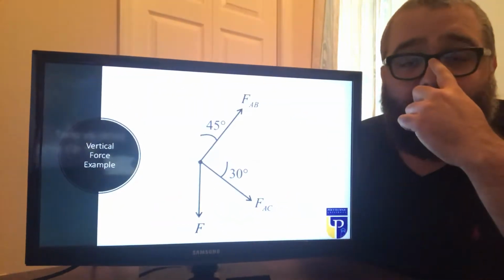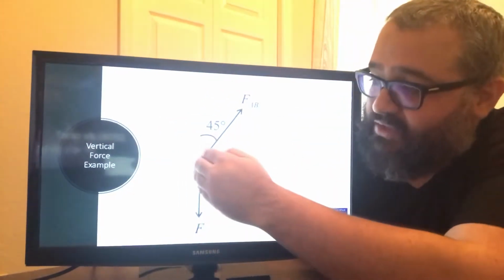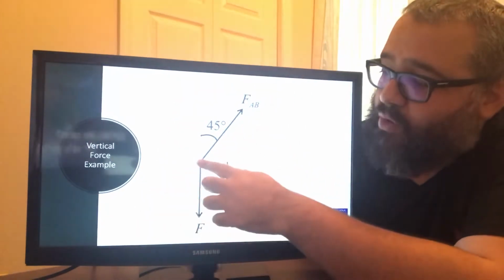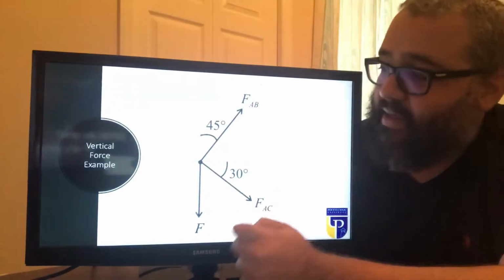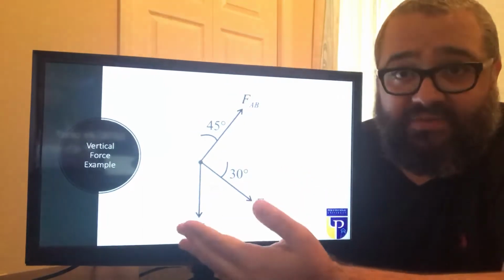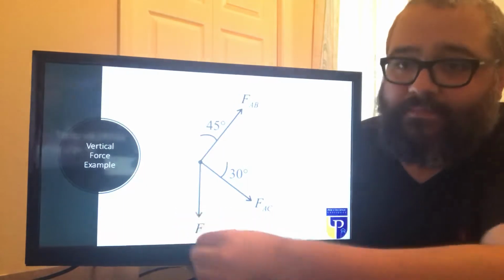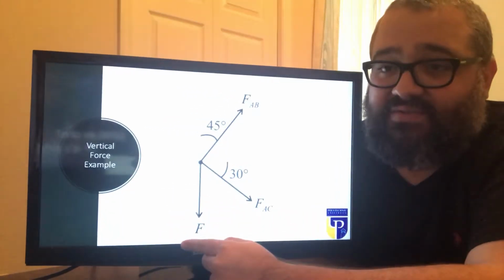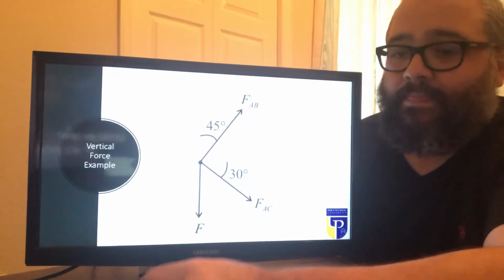Now, this example has a vertical force. This vertical force is acting at this point right here, and it has two components that will go from this point to right here and from this point to here. They are called FAB and FAC, which represent components of this main vertical force. Now, this force right here is a known force in this exercise. Its value is going to be 500 newtons.